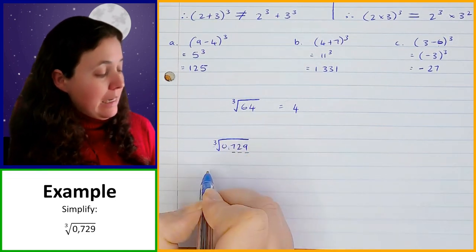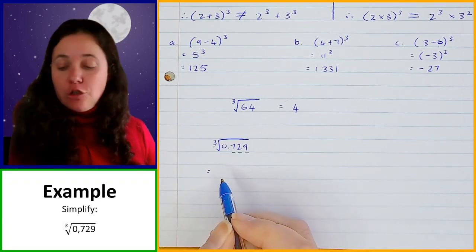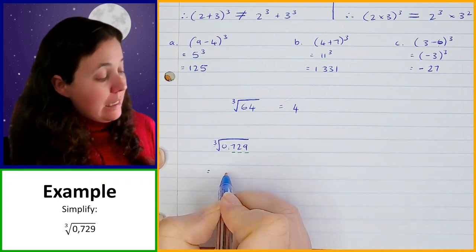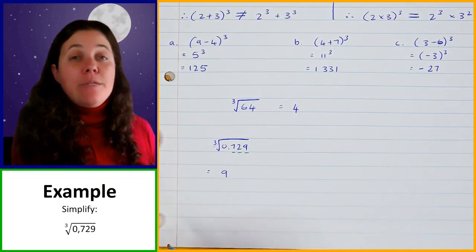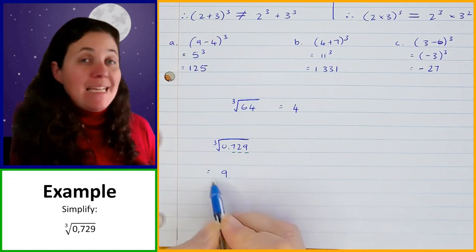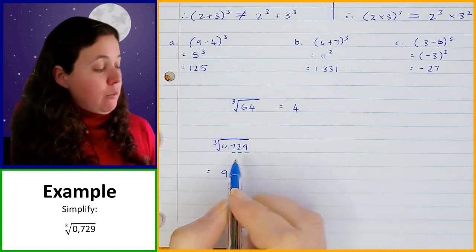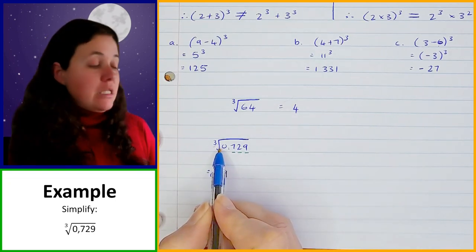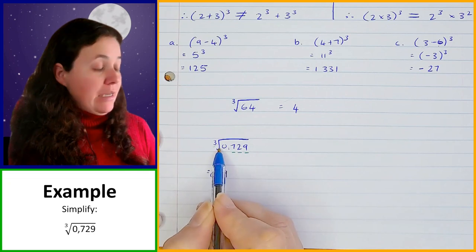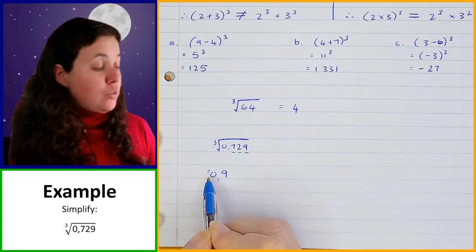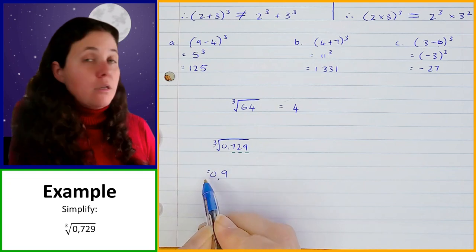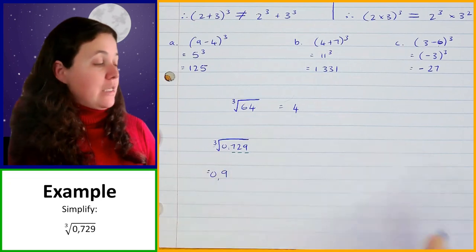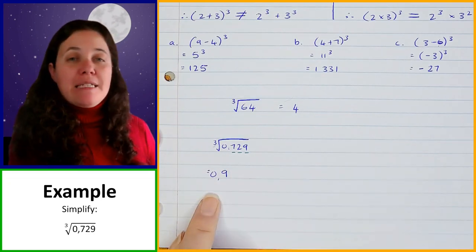Then I need to work out what is the cube root of 729, and the cube root of 729 is 9. So I need to have a 9, and it needs to have 1 decimal place. So 9 is only 1 digit, so it is going to be my only decimal place. And then I have my comma over here and 0. It's positive because my number inside my root sign is positive, so that means I had to start with a positive cube root in order to, when I cube it, get a positive number inside my root sign. So for that one, you should get 0.9.